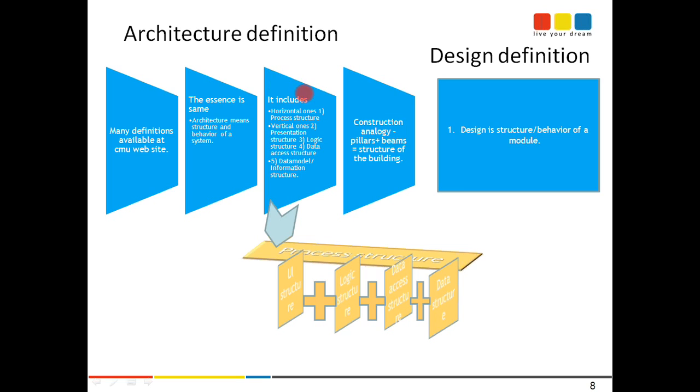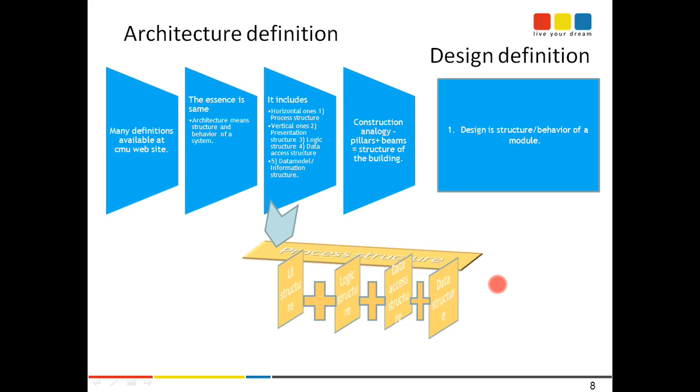Now let's try to expand this. What does it include? It includes the horizontal ones, that's fundamentally your process structure. And the vertical ones, like the presentation, your logic structure, plus your data access structure, plus your data model and data structure. This is fundamentally what the architecture is all about, isn't it?